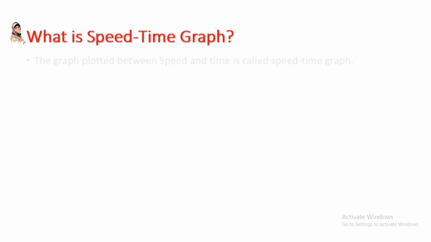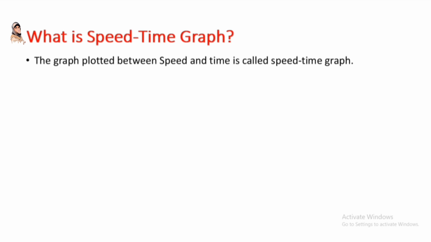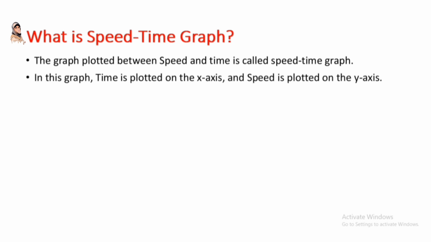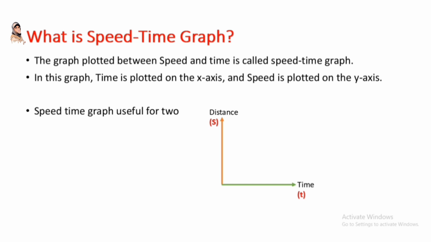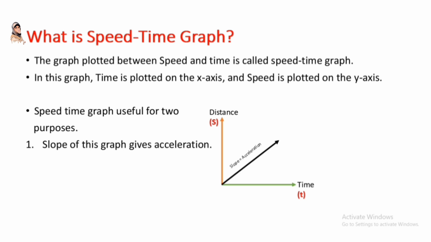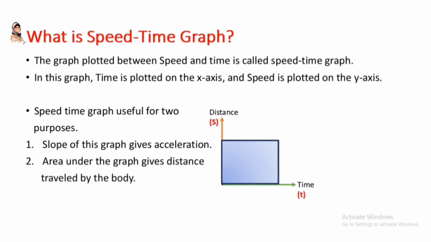What is a speed time graph? The graph plotted between speed and time is called a speed time graph. In this graph, time is plotted on the x-axis and speed is plotted on the y-axis. The speed time graph is useful for two purposes. Number one, the slope of this graph gives us acceleration, while the second purpose is that the area under the graph gives the distance traveled by the body. Let's discuss these two purposes one by one.